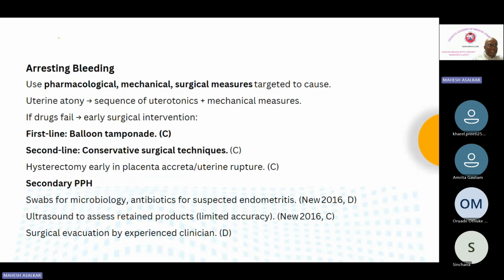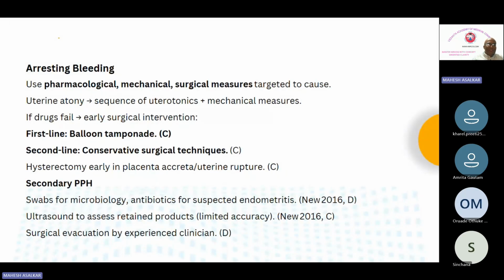Okay, then arresting the bleeding. What are the ways? Pharmacological measures, mechanical measures, and surgical measures. So these are the measures for the management of postpartum hemorrhage. If uterine atony, we use uterotonics sequentially and mechanical pressure. If drugs fail, we go for surgical intervention.